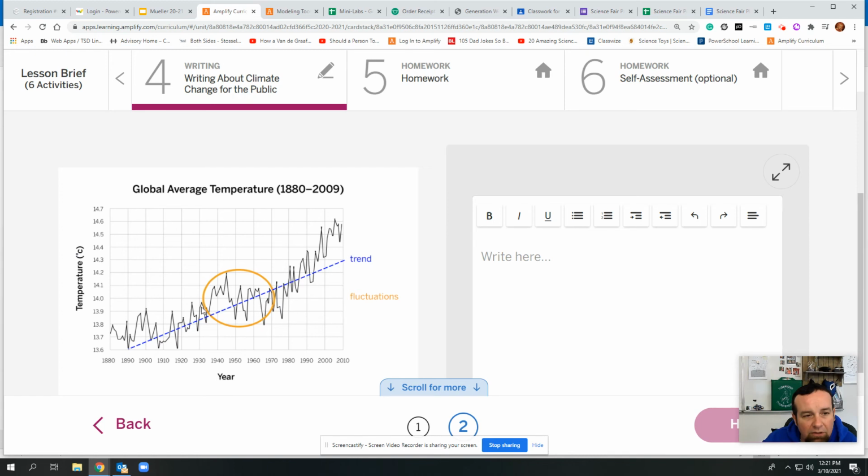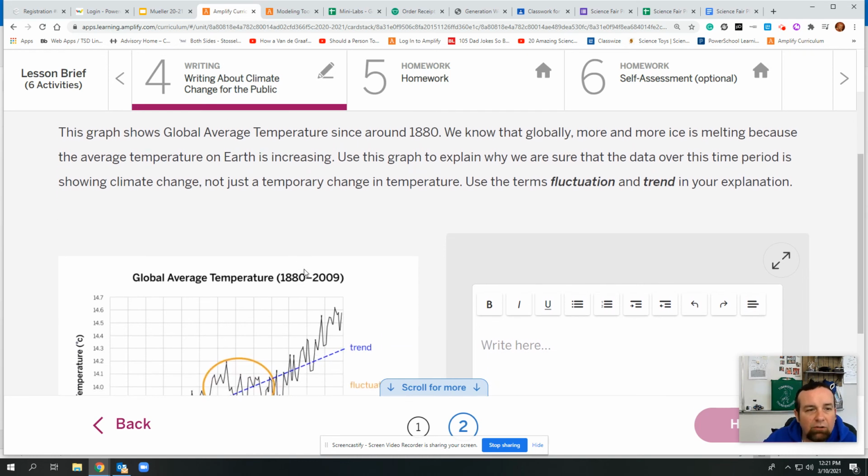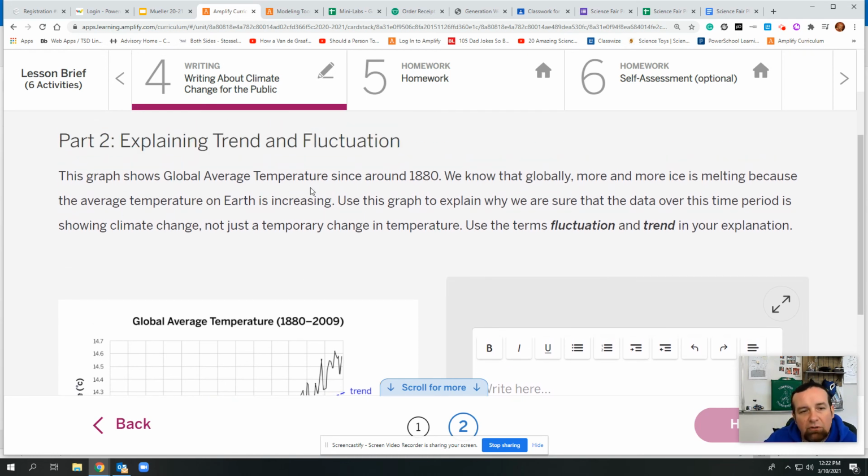Here we also see a fluctuation where the temperature for a couple decades actually started to decline. But overall, if we're not looking at the fluctuations and we're looking at the trend, we see an overall temperature increase. So you are going to use those terms, fluctuation and trend, in your explanation. And here is your prompt. This graph shows the average global temperature since around 1880.